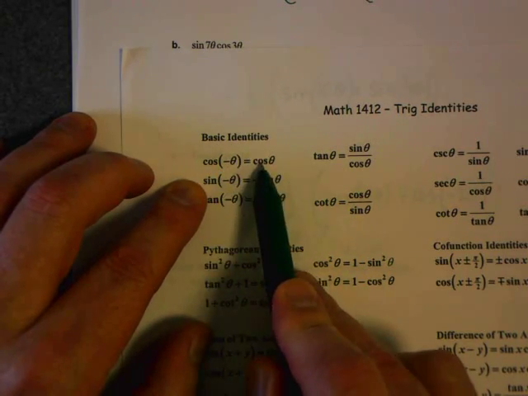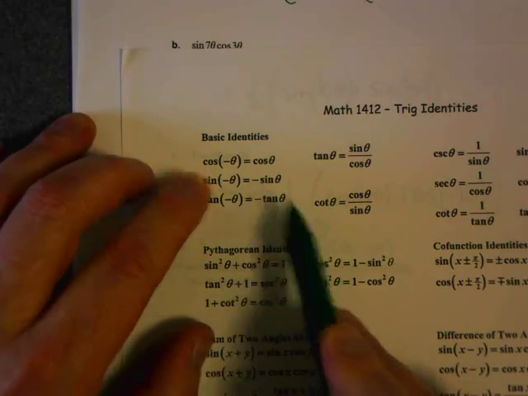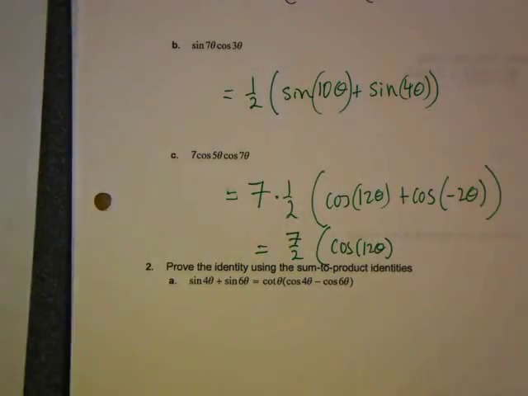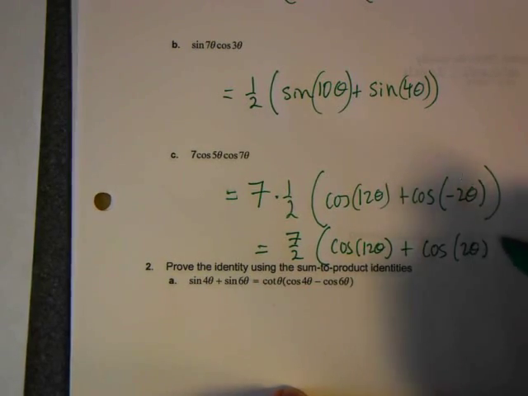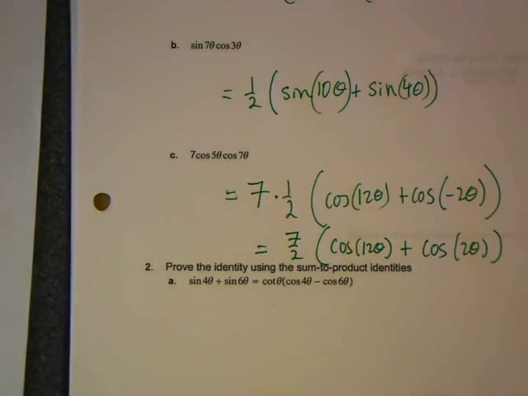This is an even function. This is an odd function. Tangent is also an odd function. So typically we would write this as plus cosine of 2 theta. Cosine simply kills negative signs. Questions on that?